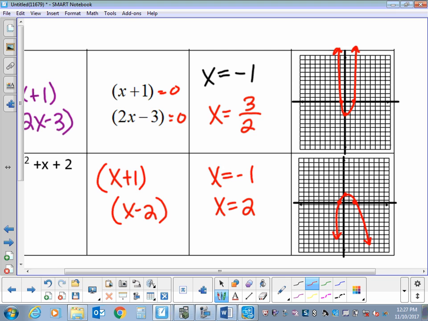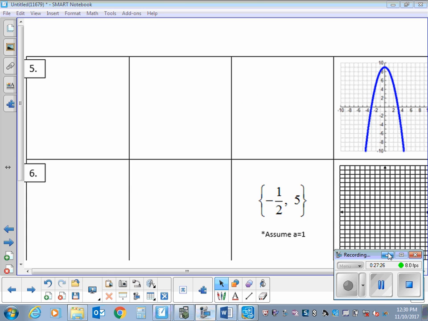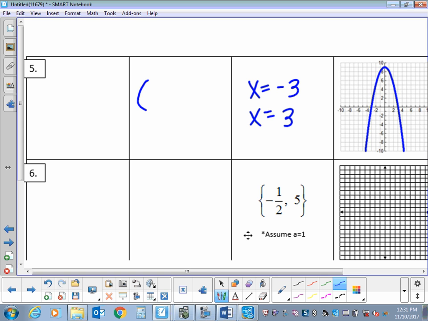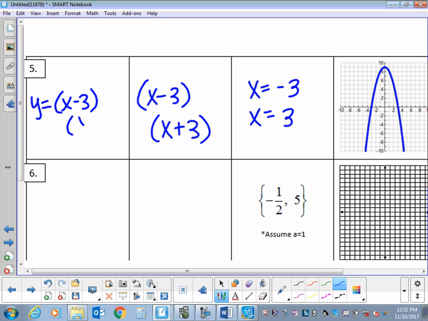Alright, I want you guys to do the back page. On number 5, what are my x-intercepts? X equals negative 3 possible. My factors? X minus 3, x plus 2. My equation. Y equals x minus 3. You get all those? Eric, make sure you have these right answers.